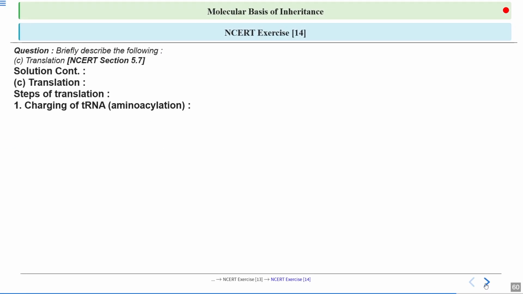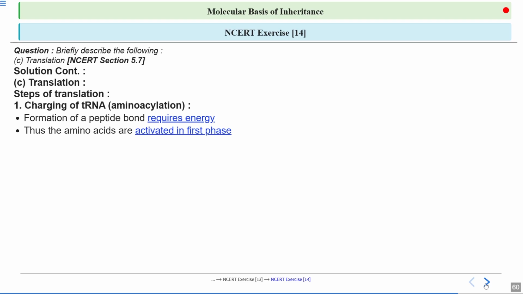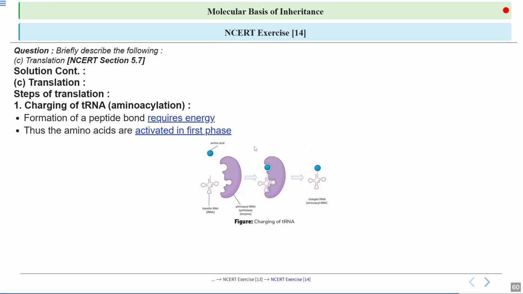What are the different steps of translation? The first step is charging of tRNA, also called amino acylation. The formation of a peptide bond will require energy, and because of this, the amino acids are activated in the first step. So what will happen with the help of amino acyl tRNA synthetase? It is an enzyme. The transfer RNAs are activated. What happens when an amino acid gets attached to its tRNA? We say it is charged tRNA or amino acyl tRNA.